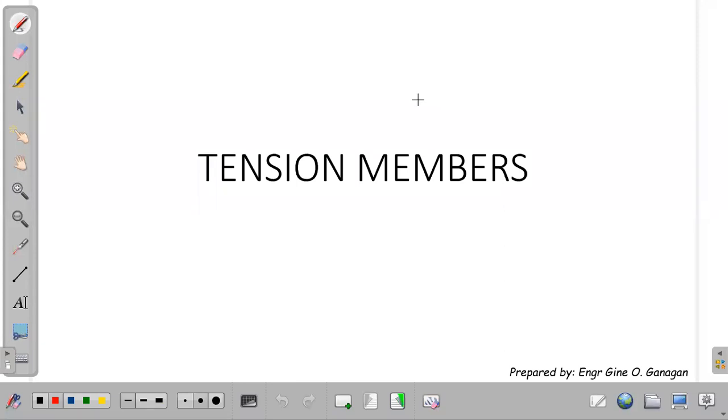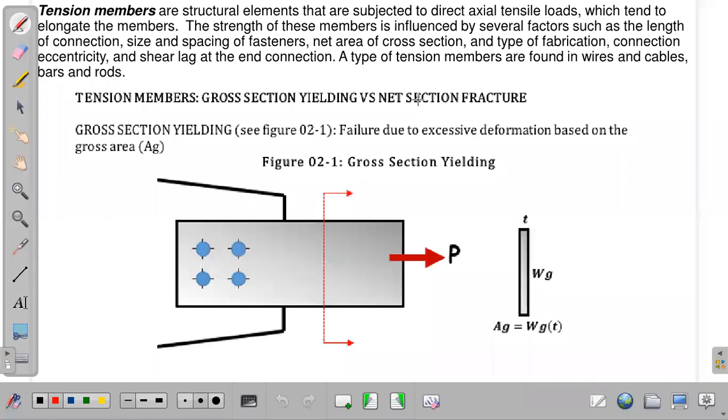Okay. So our next topic is about tension members. So design and analysis of tension members. It is important to know or to anticipate whenever we design a member kung ano ba yung magiging failure niya. Okay? Tension members are structural elements that are subjected to direct axial tensile loads, which tend to elongate the members. So ito yung magiging topic natin for our module 1. So ano nga ba yung mga failure na ma-experience ng member pagka tension yung pinag-uusapan natin?